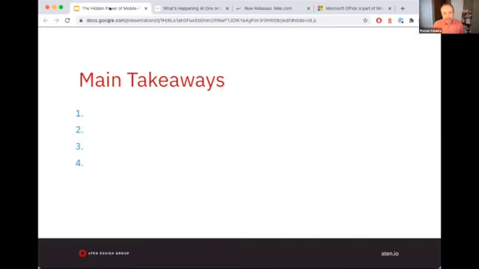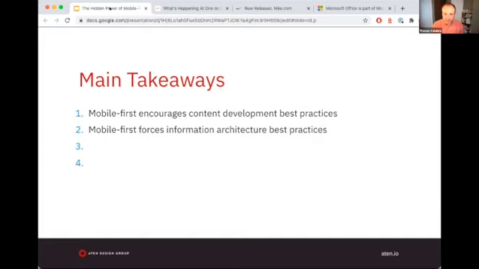So here are the main takeaways. Mobile first encourages content development best practices. I want you to start thinking mobile first equals content first. Mobile first forces information architecture best practices. You have no choice but to put things in priority order when you're looking on a phone. Where there's a list, things can be prioritized, period, right? And how do you get through those tough conversations? Put it on a phone.